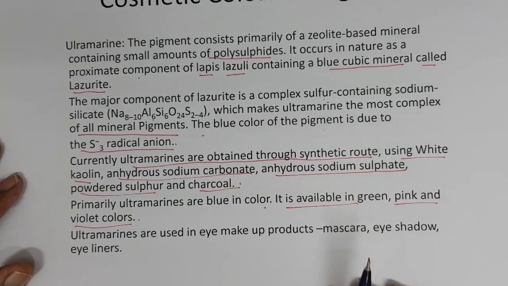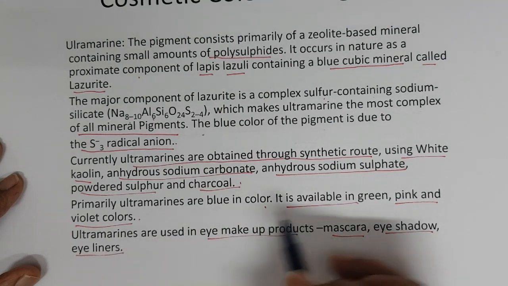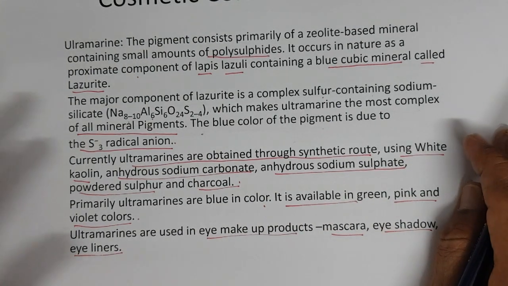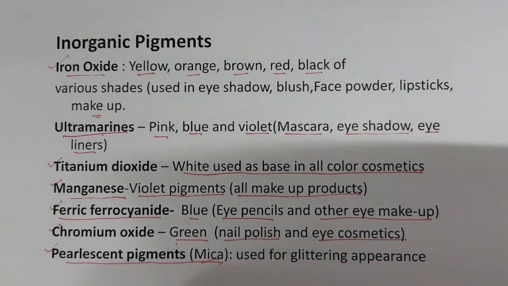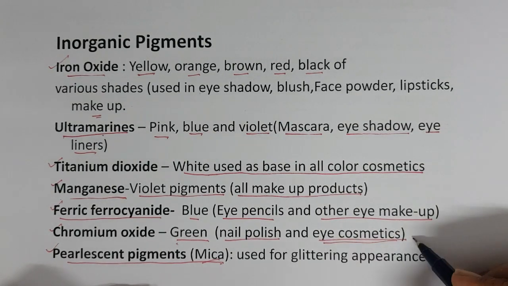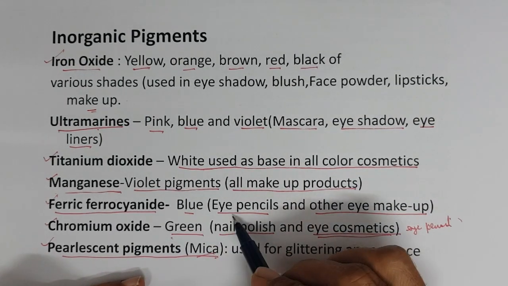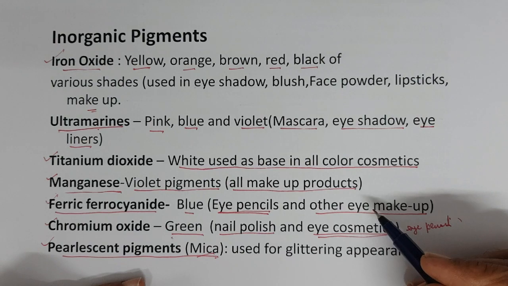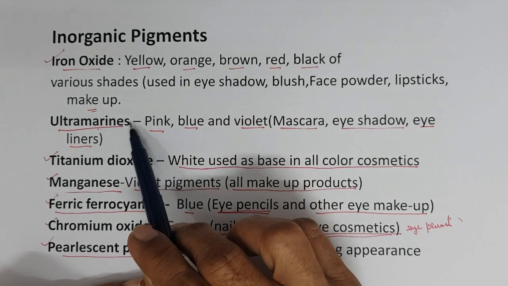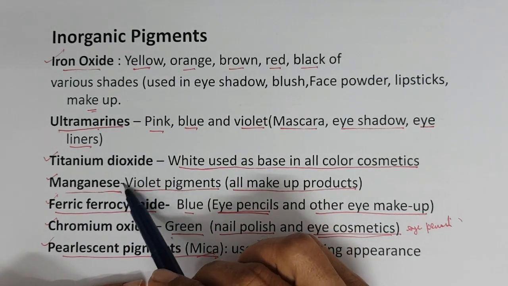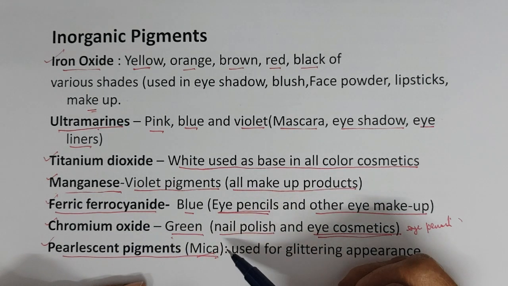Right? Primarily ultramarines are blue in color, but it is also available in green, pink and violet colors. This is ultramarine. Ultramarines are used in eye makeups, mascara, eyeshadow, eyeliners. This is widely used in those things. So here also chromium oxide is used in eye cosmetics, eye pencils, right? And ferric ferrocyanide, eye pencils, right? So these are all very, very important pigments. Again, iron oxides, ultramarines, titanium dioxide, manganese based, ferric ferrocyanide, chromium oxide and pearlescent pigments.